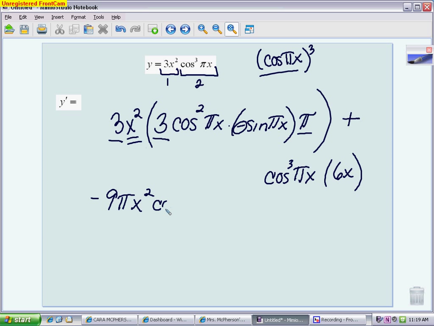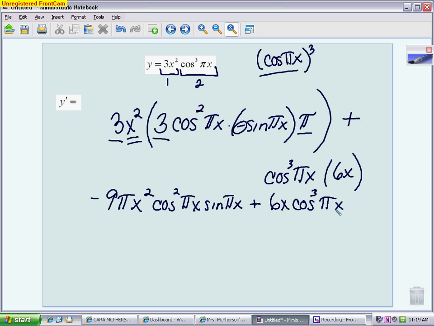And then I have a cosine squared pi x and a sine pi x. That's my first term, as clean as I can get it. And then my second term, all I'm going to do is put the 6x in front so I don't confuse it as part of the angle of cosine, and write down the rest of what I have.